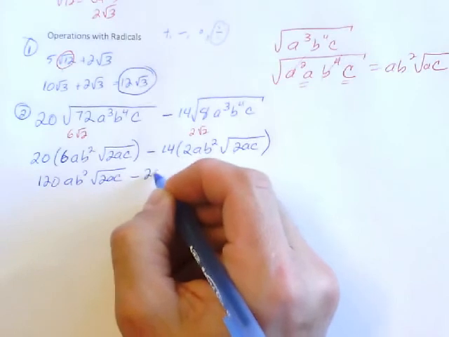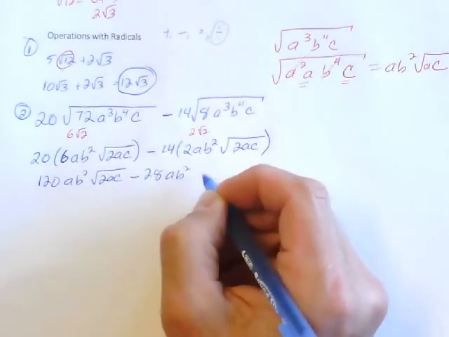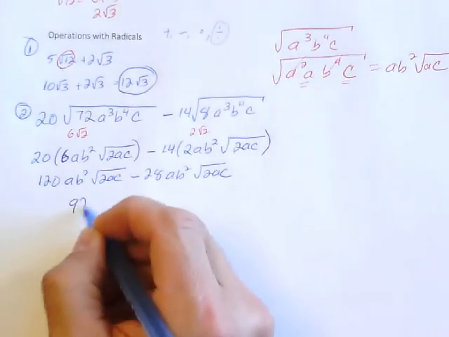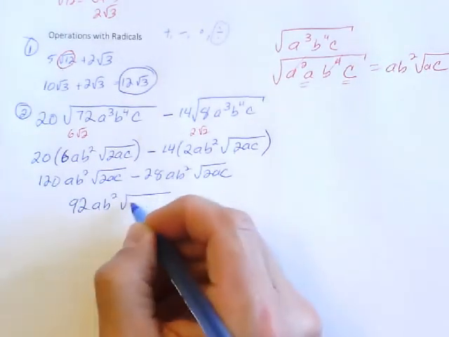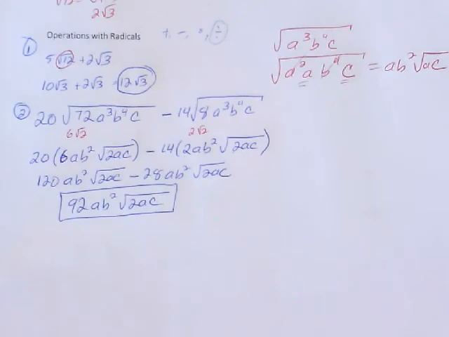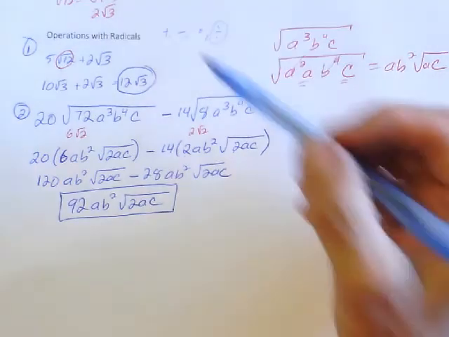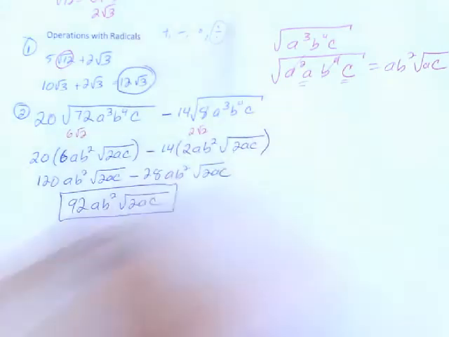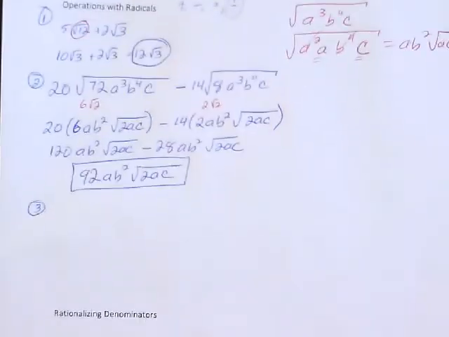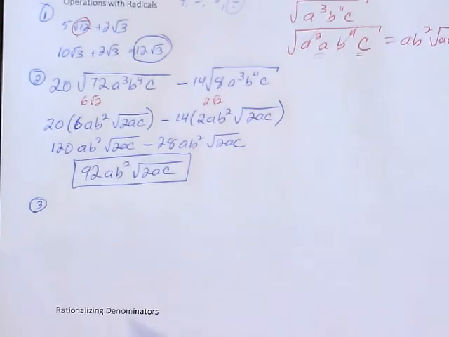So 20 times 6 is 120 ab squared radical 2ac minus 28 ab squared radical 2ac. And now it's just a matter of combining like terms. 120 minus 28 is 92 ab squared radical 2ac. So that's addition and subtraction within those two examples. One that's somewhat benign, one that requires a little bit more work.